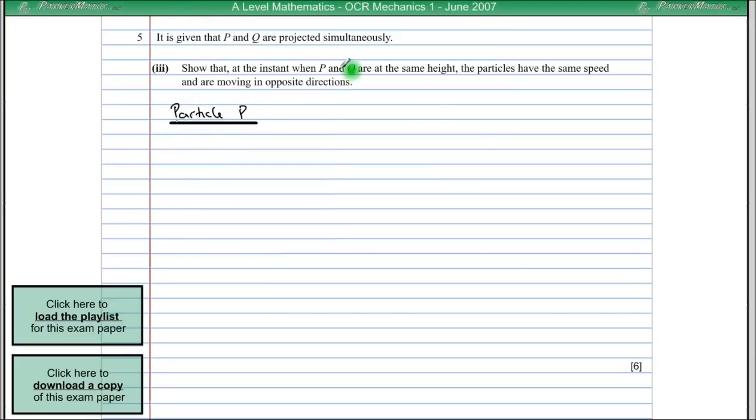And on the other side we'll do particle Q. So if you're not sure what to do on a question like this, try and get something written down. Have a think about what's going on. So I'm going to start with SUVAT for each particle. Now for both particles there's no other forces, so the acceleration is minus 9.8 meters per second squared.